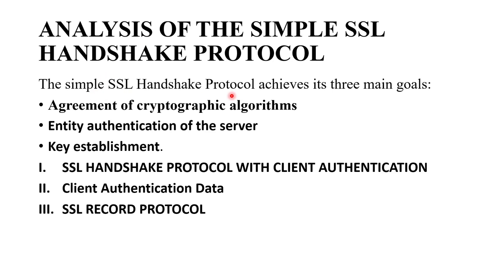The simple SSL handshake protocol achieves its three main goals. If it achieves these three main goals, then you can analyze it, and based on that, you will decide whether you are going to use this handshake protocol or not. The goals are: agreement of cryptographic algorithms, entity authentication of the server, and key establishment. These are the three main goals required to be achieved. That is, which cryptographic algorithms you are going to use, how the entity authentication of the server is proven, and key establishment.